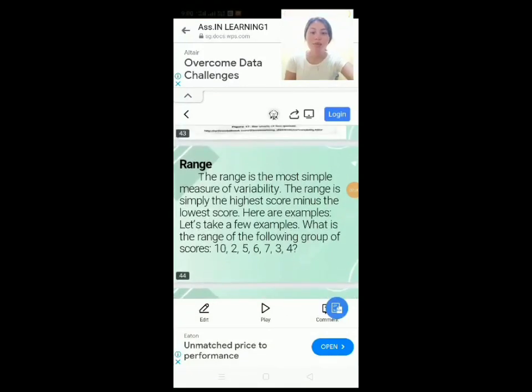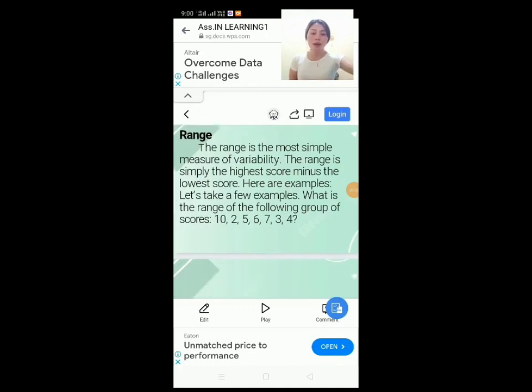Next is range. The range is the most simple measure of variability. The range is simply the highest score minus the lowest score. So ang range is kanang simple ra siya, kanang ang unsay highest score, so i-minus sa gamay nga score.